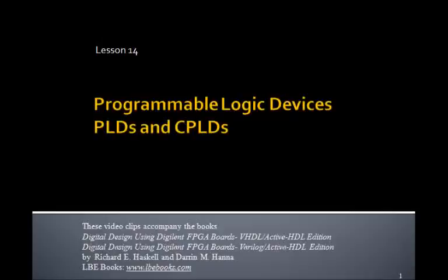This is lesson 14 on programmable logic devices. PLD stands for programmable logic device. CPLD stands for complex programmable logic device.